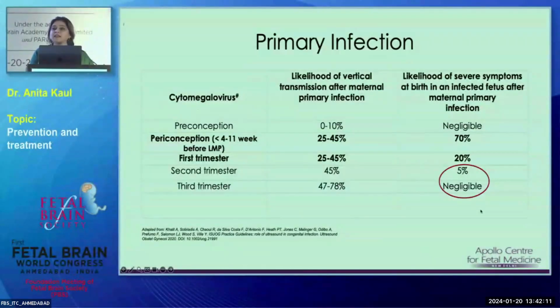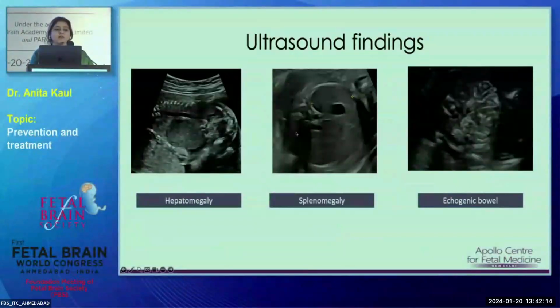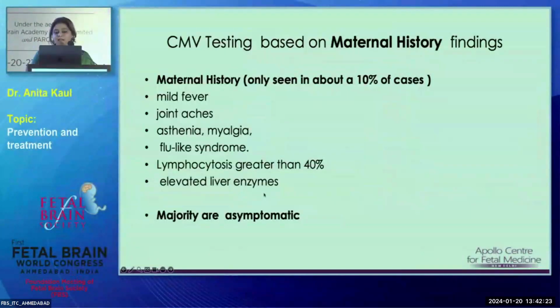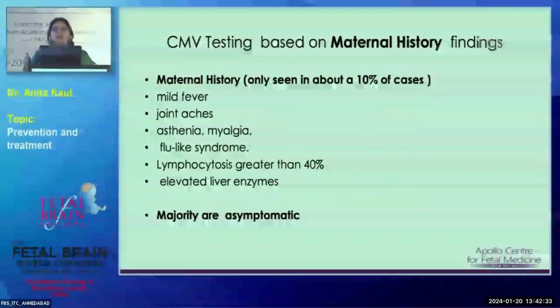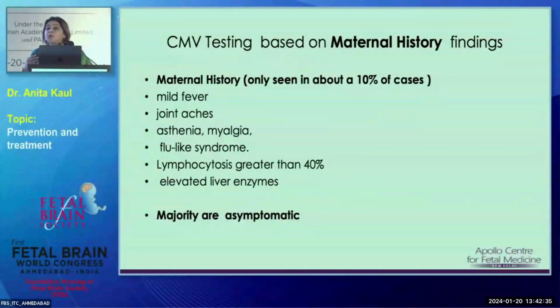So the reality is that we do a mid-trimester scan, and that is the time we see that there are some features. If you see hepatosplenomegaly, you start asking the woman, have you had any fever? Have you had any rash? But as far as CMV is concerned, that's really not so informative, because the majority are asymptomatic. So even if we proactively ask about this infection in women, we can't tell.